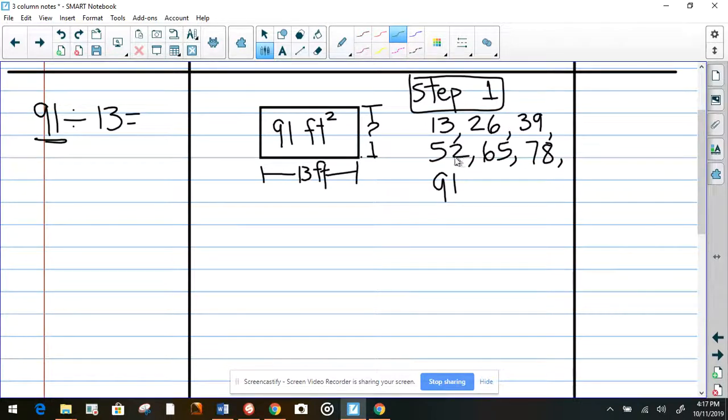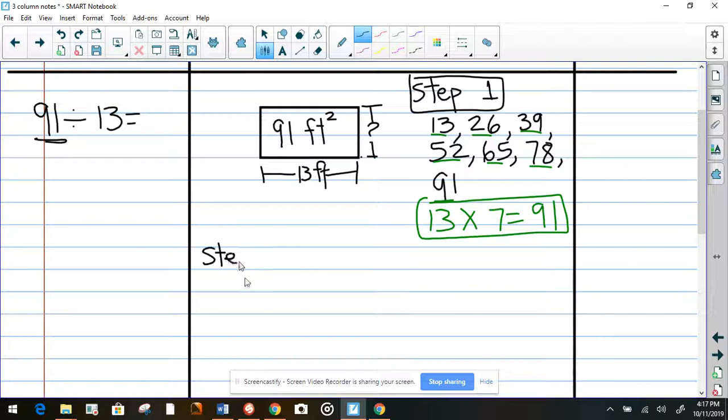How do I know this number? Well, this is 1, 2, 3, 4, 5, 6, 7. Okay, so now I know that 13 multiplied by 7 equals 91. Okay, now here, this is what's going to help us solve the division. So now let's go to step number 2.